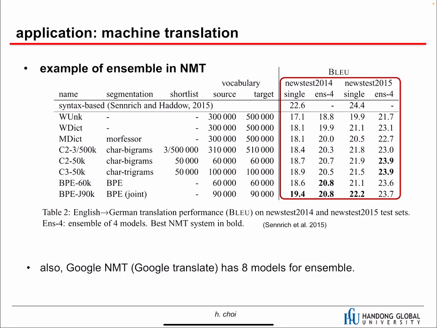And this is another application, machine translation. So in machine translation, if we use a single model, the performance is like this. And if we use 4 different models, then look at these numbers. Every time it is improving the performance. So it's almost 1.2 point something. 2 point something is a significant improvement. Okay, so all the numbers are encouraging. And Google Machine Translation has 8 models for ensemble. So in Google Neural Machine Translation, each model is huge. And then they have 8 models.